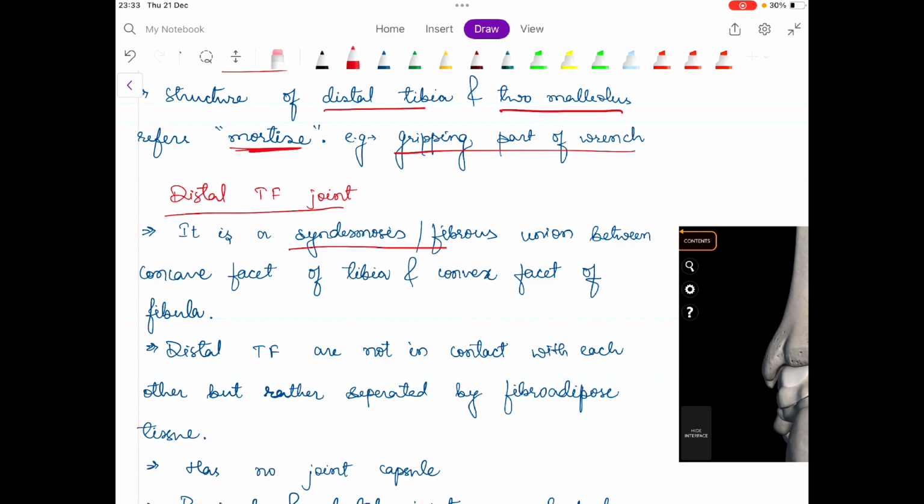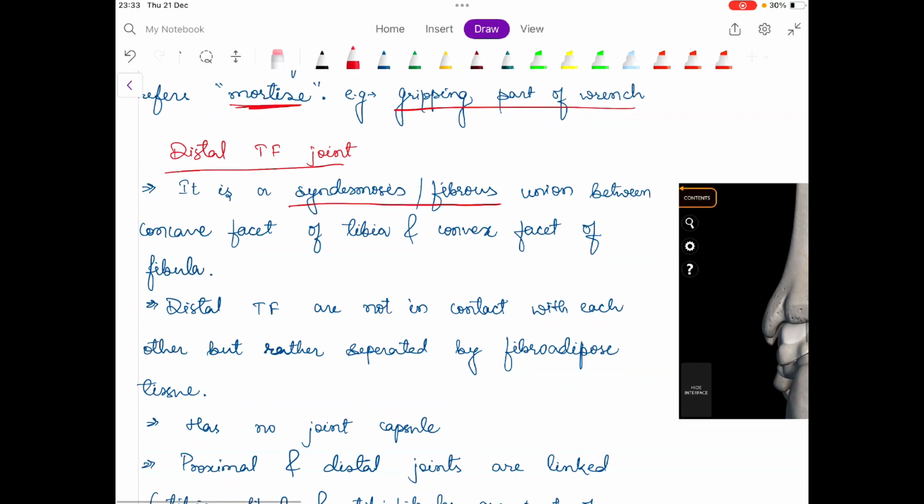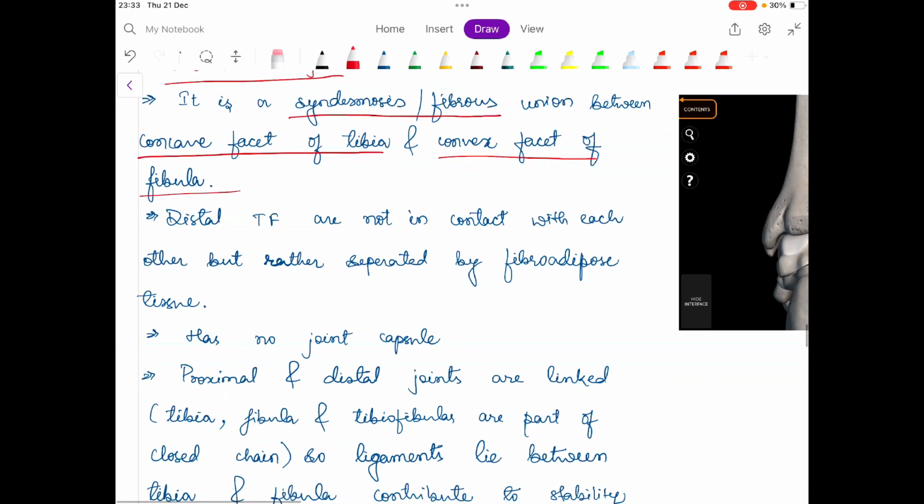So it is a kind of syndesmosis, or a fibrous joint. That means there is no movement in the distal tibiofibular joint, first of all. Now, if you talk about the articulation, there is a concave facet of the tibia and a convex facet of the fibula. That's it.